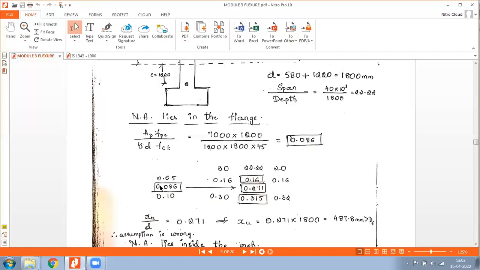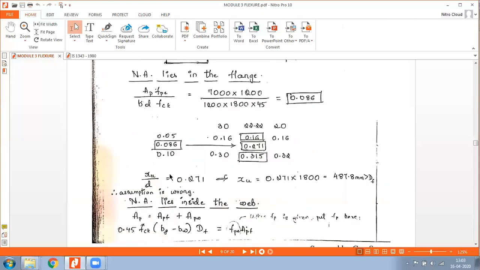Now again we need to do the interpolation in order to get this value. For effective reinforcement ratio 0.05, we have 0.16. For the effective reinforcement ratio 0.1, we have 0.315. Now for the effective reinforcement ratio of 0.086, we need to do the linear interpolation. On doing the linear interpolation, we get the value of XU by D as 0.271. That is, XU by D is equal to 0.271. Again, on cross multiplication, we get the value of XU, that is depth of neutral axis.